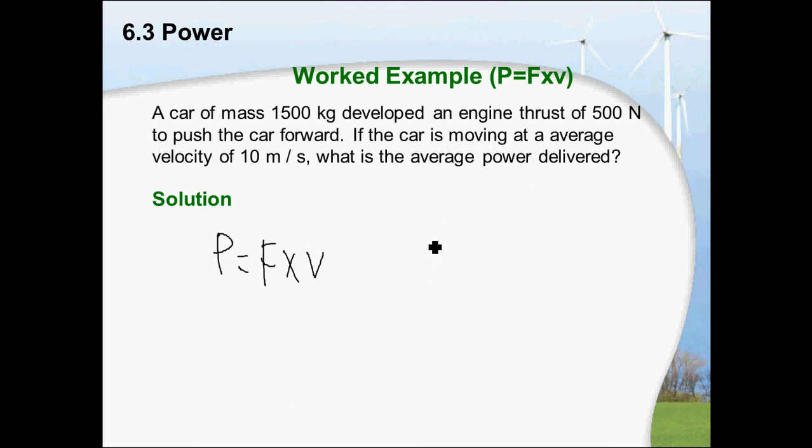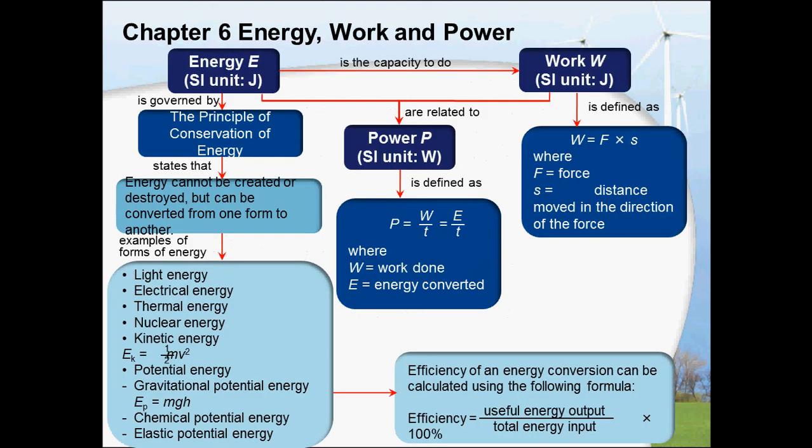And you realize that when you use this formula, there's always a lot of distractors, because in the question usually there will be more information like the mass of the car, but you realize you don't need the mass of the car to find the answer. So be careful. This information about the mass is not important. So the power will be simply equal to 500 times 10, which gives you 5,000 watts. Alright, so that's how you find the power using F times V.